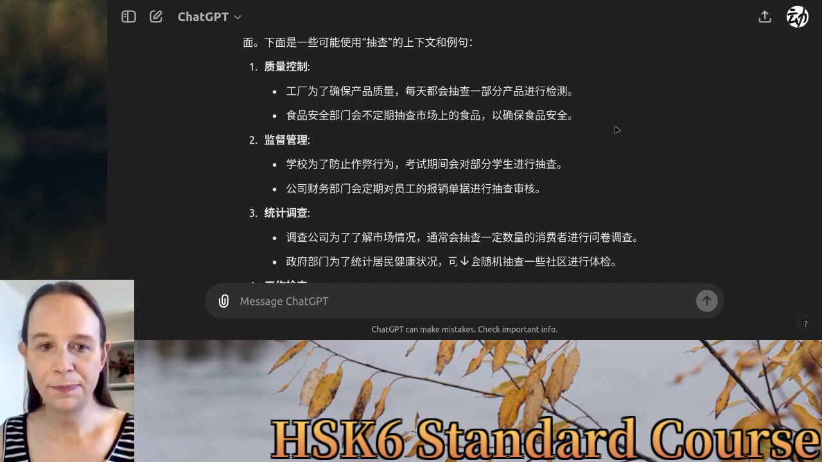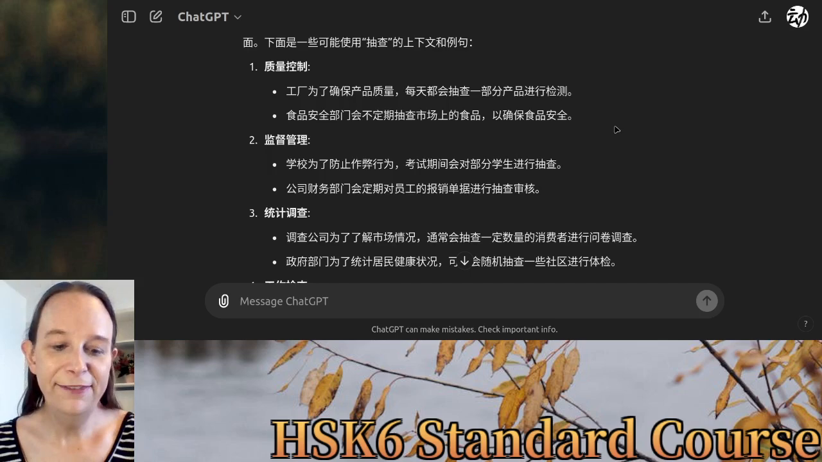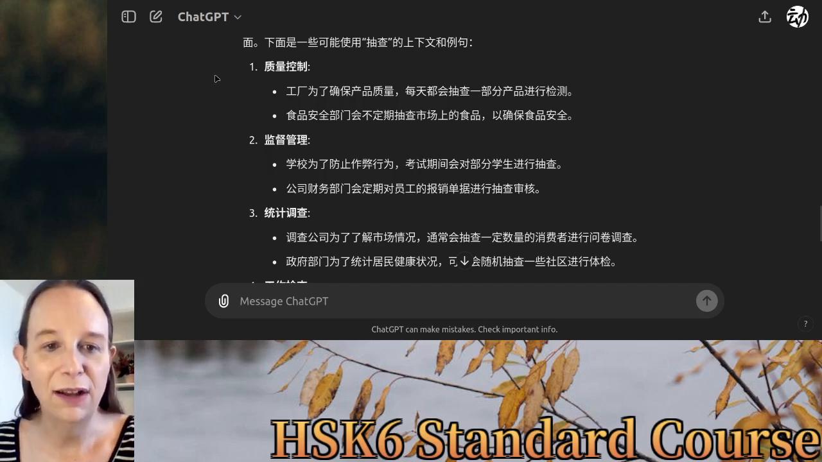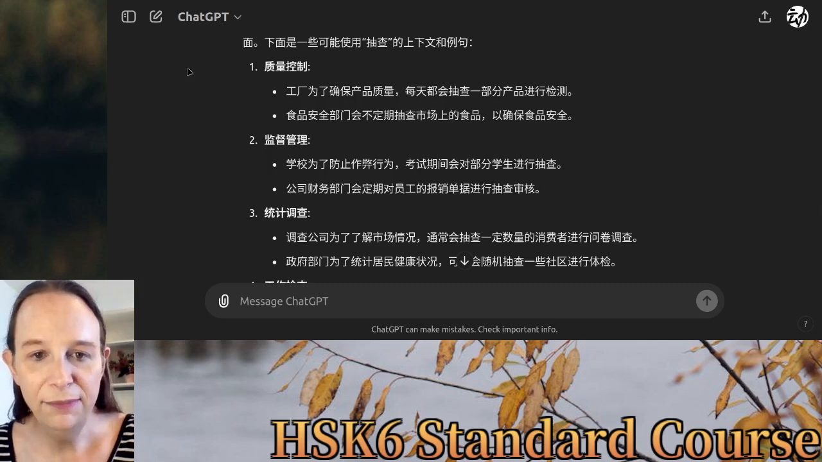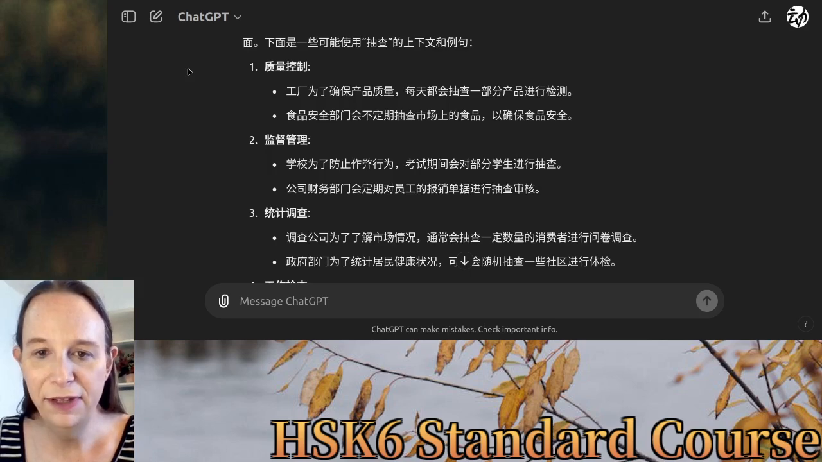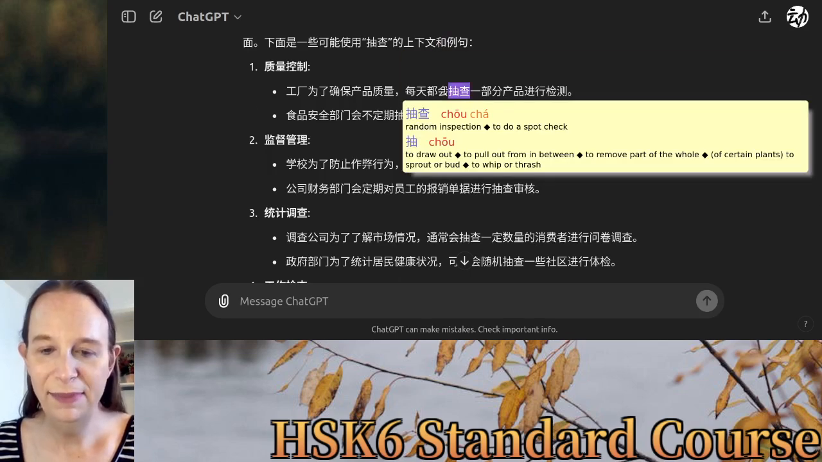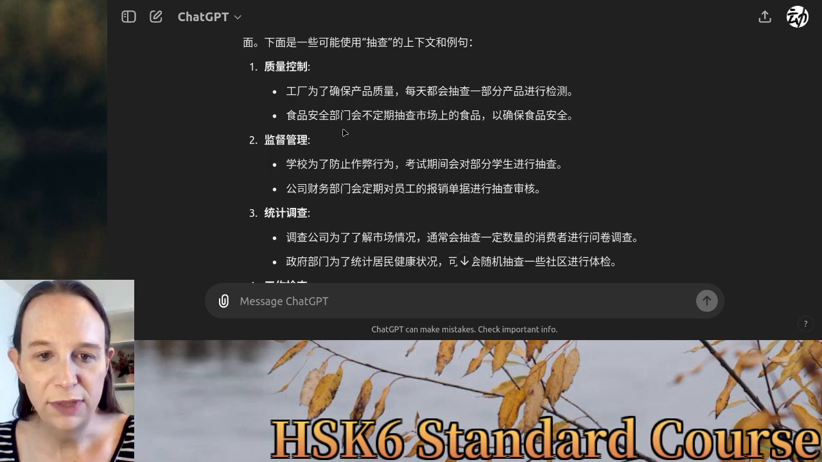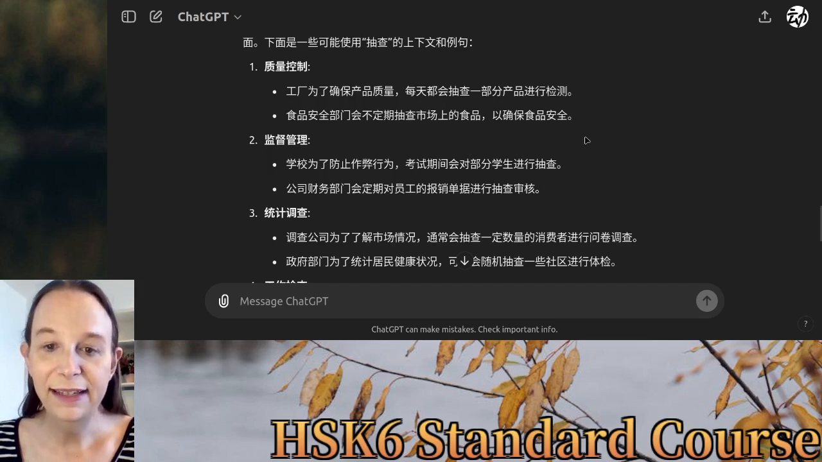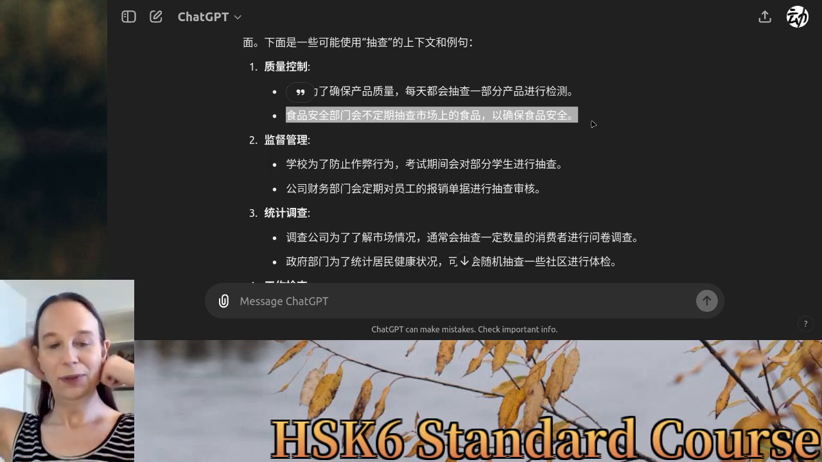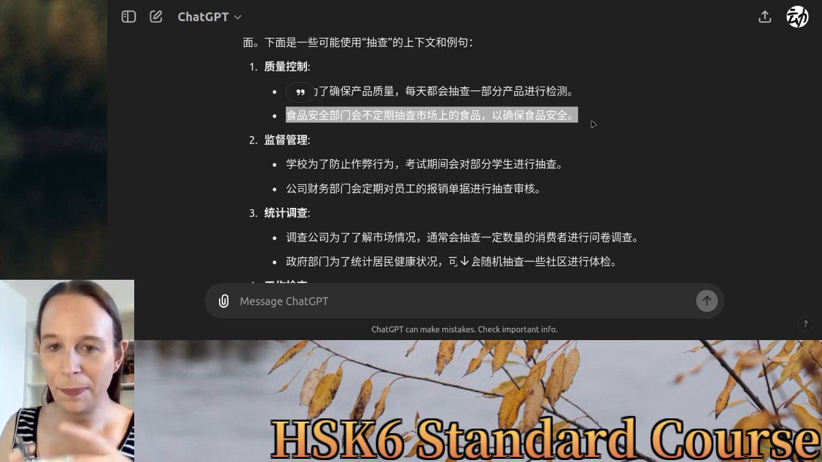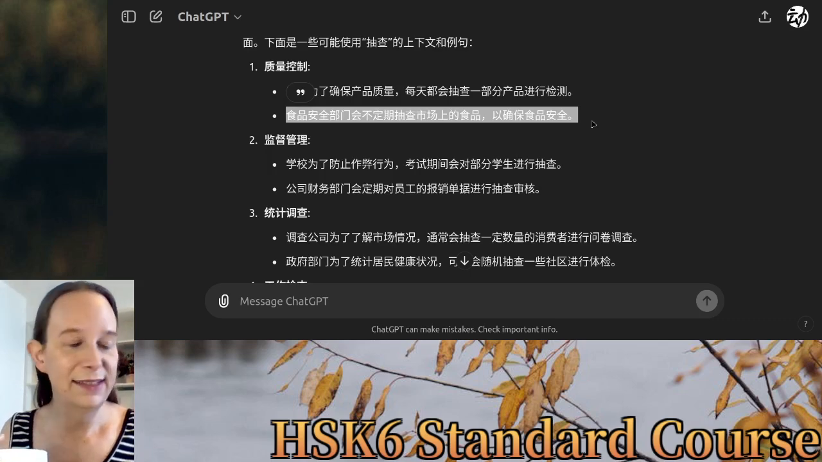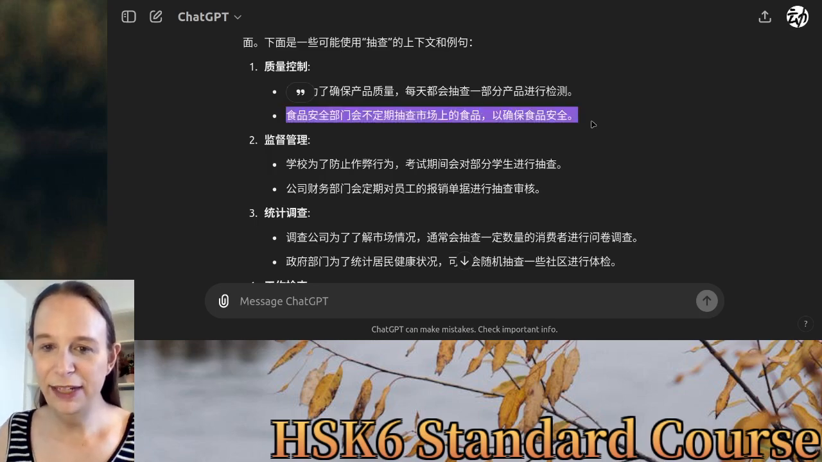质量控制, yeah, and maybe in a factory you can do this. 工厂为了确保产品质量，每天都会抽查一部分产品进行检测。Fair enough. So use random inspection, spot check here. 食品安全部门会不定期抽查市场上的食品，以确保食品安全。Yeah. So obviously food safety is very important, literally for everyone. Yeah, so you do these random checks. It's like, no, this baby powder is pretty dodgy.